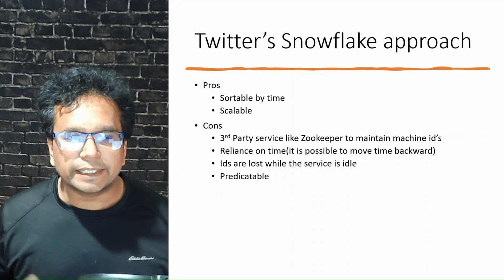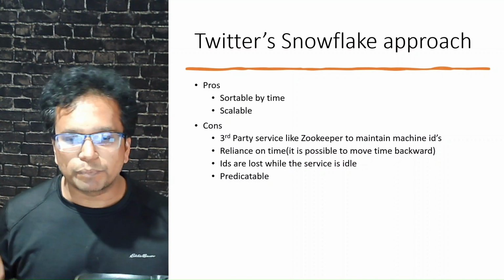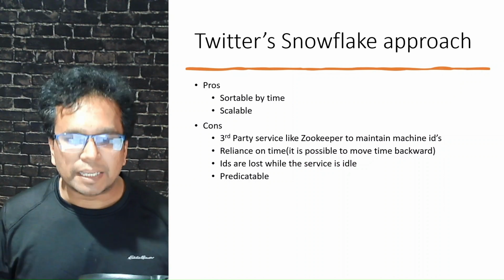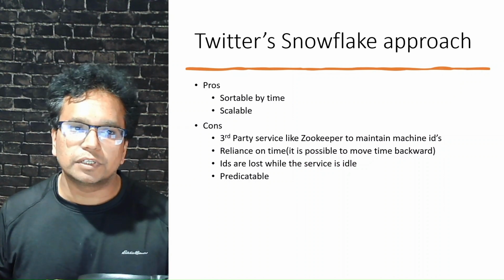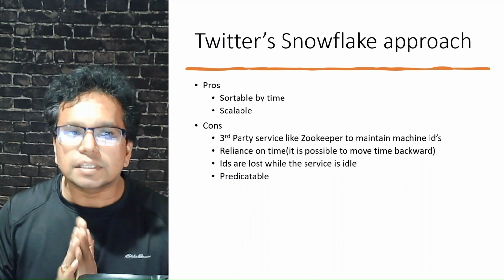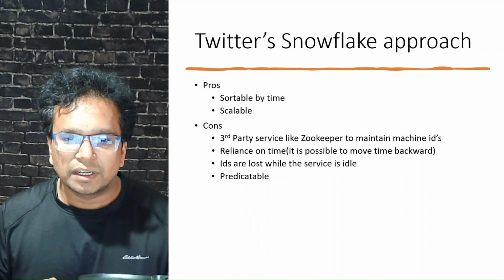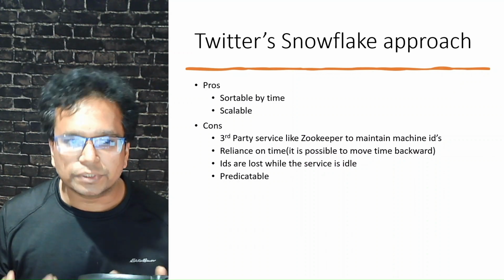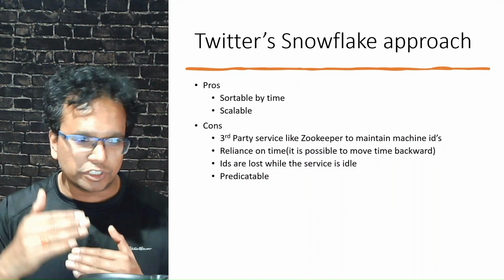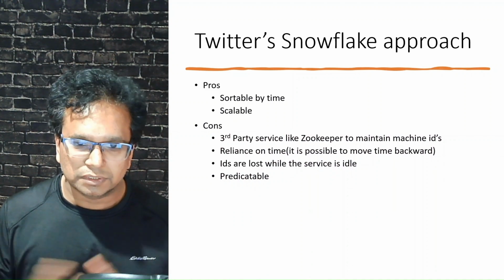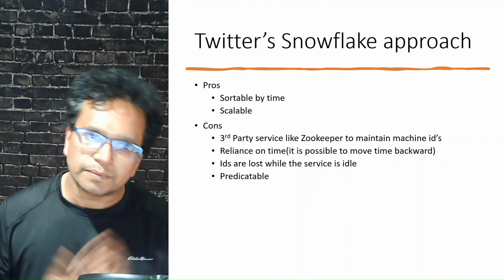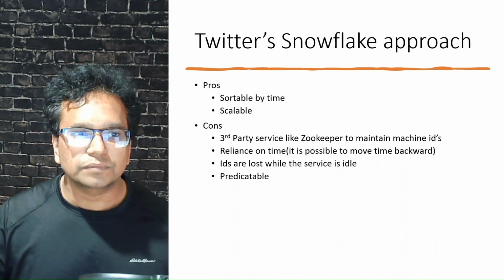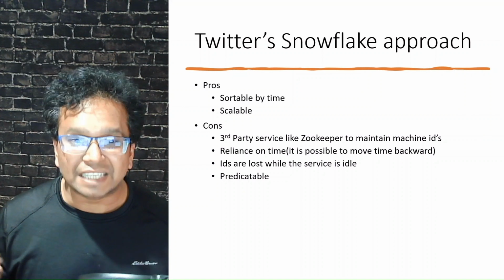The cons are that it requires a third-party service like ZooKeeper to maintain the machine IDs. Since it relies on time, and we discussed earlier that it is possible for time to move backward, in that case it is able to generate a duplicate ID. The interesting part is that when there are no requests coming to the system, the IDs that could be generated during that time are lost. Another con is that the IDs generated by this Snowflake-based approach are predictable.